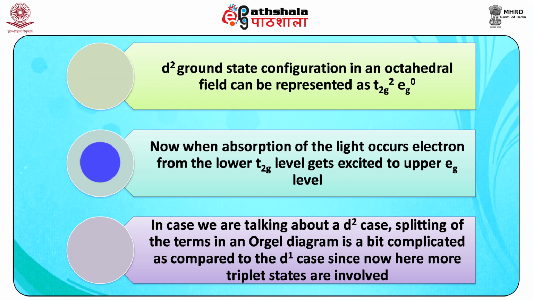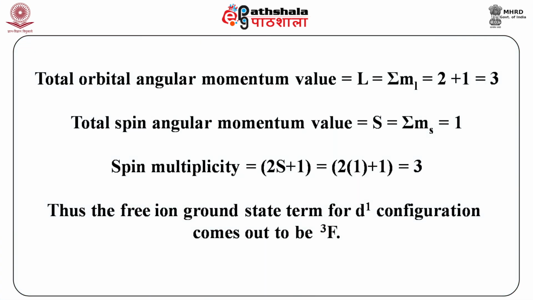Now, when the absorption of the light occurs, an electron from the lower T2G level gets excited to the upper EG level. In case we are talking about a d2 case, splitting of the terms in an Orgel diagram is a bit complicated as compared to the d1 case, since here more triplet states are involved. The ground state free ion term for this configuration can be calculated as follows.